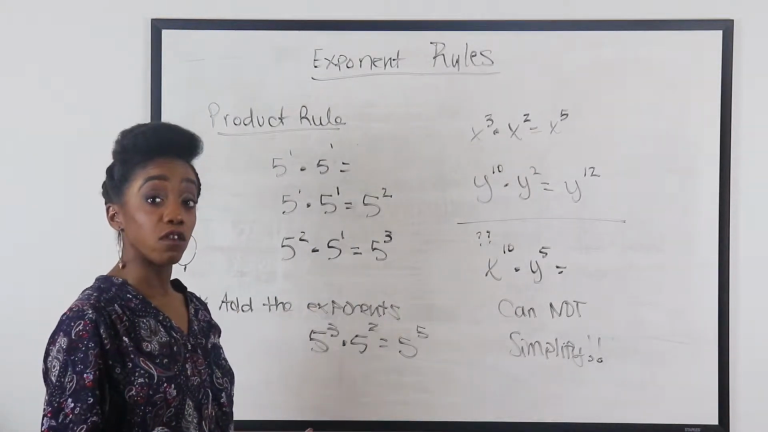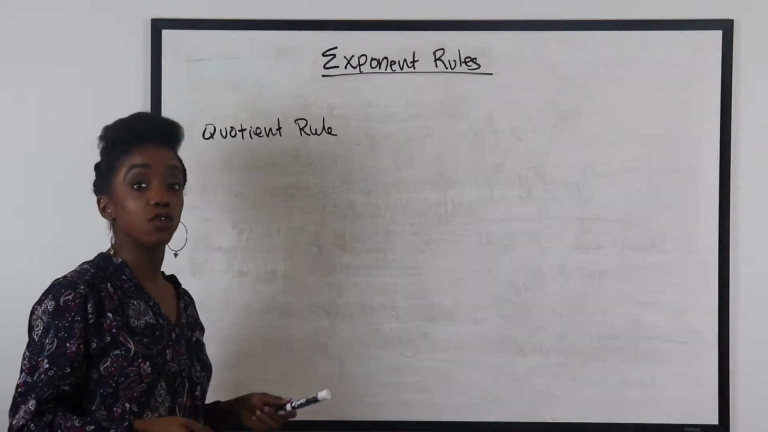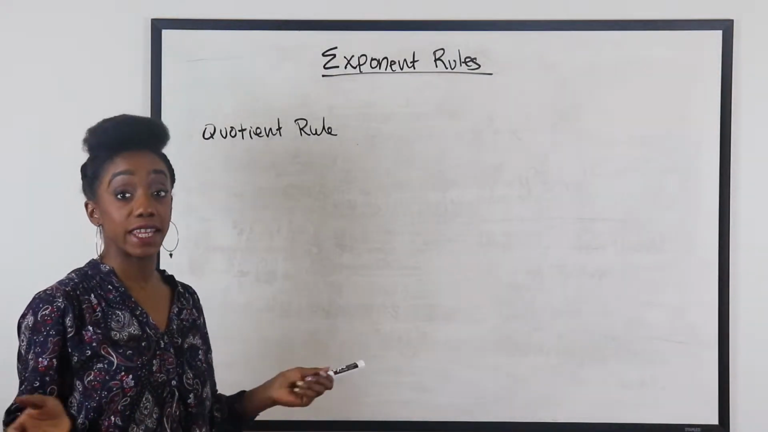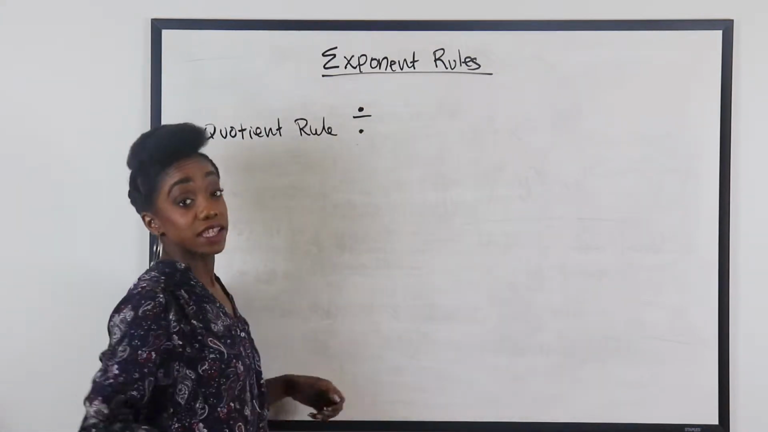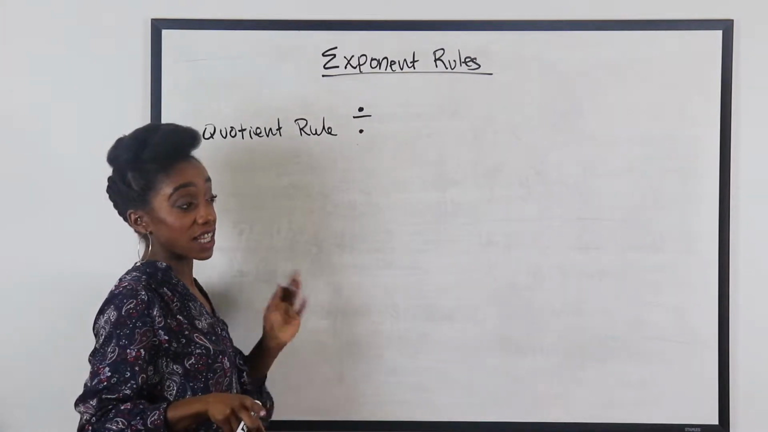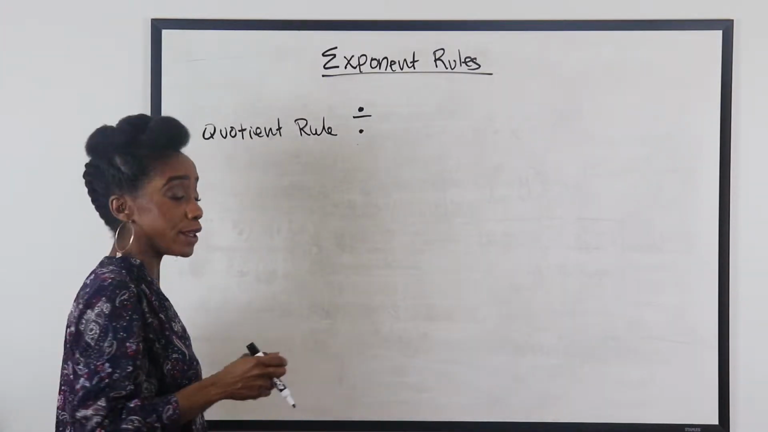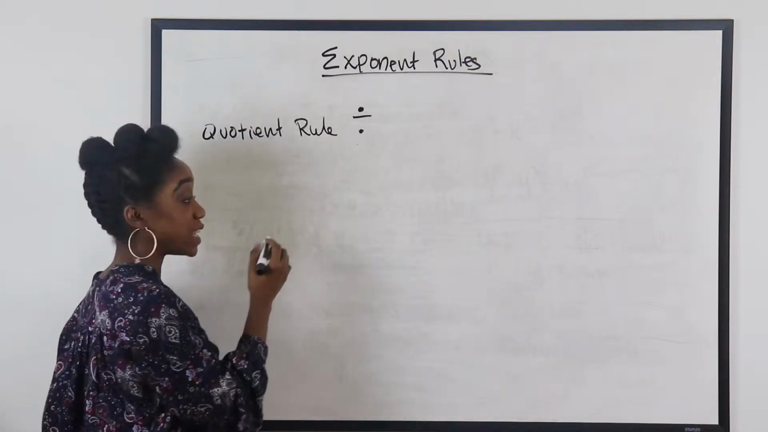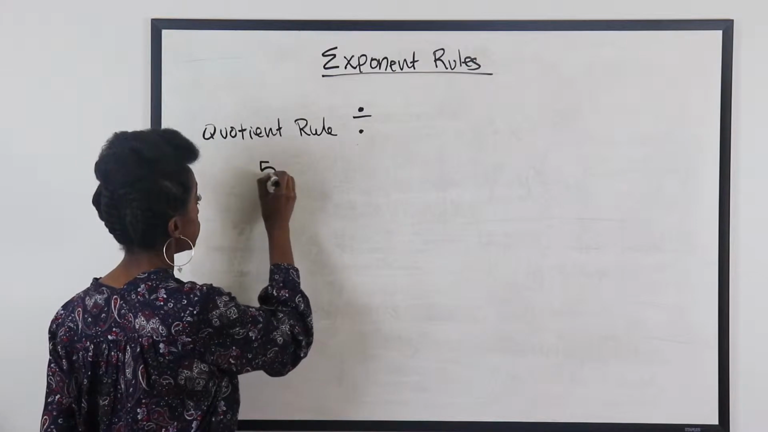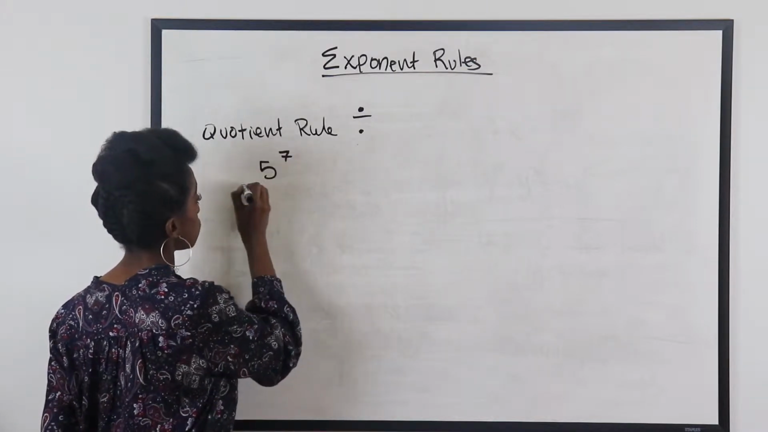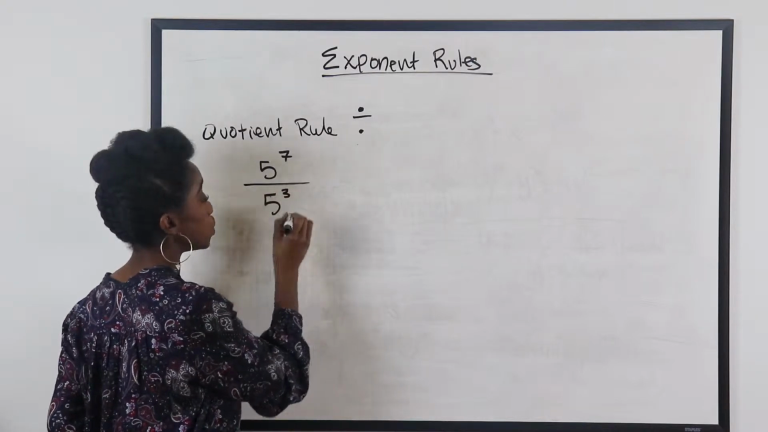So we're going to now move on to the quotient rule. Alright, so for the quotient rule, this comes when you are dividing exponents. So I'm going to put a little division here. Yes, I had to switch out my marker because the last one was dying. So sorry about that, guys. So again, quotient rule is when you are dividing. So let's take a look at a nice simple example. If you have 5 to the 7th power divided by now 5 to the 3rd.